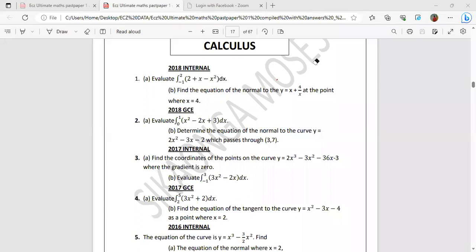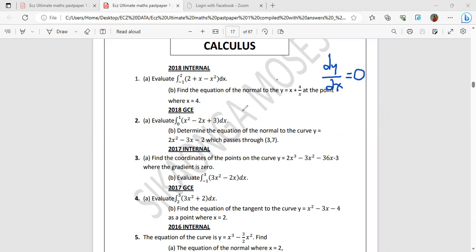All right, so let's start solving the first part of question 3. So we've been told to find the coordinates of the points on the curve where the gradient is 0. So this concept is very simple. They've told us that the gradient is 0. So what they mean is, when we differentiate this function, we're going to equate dy/dx to 0.